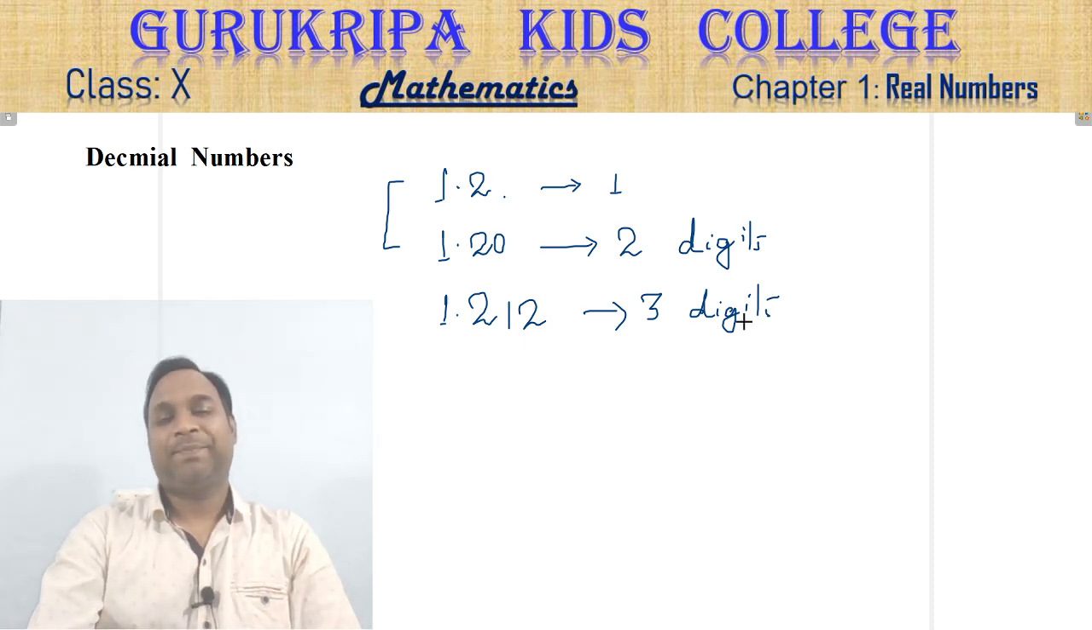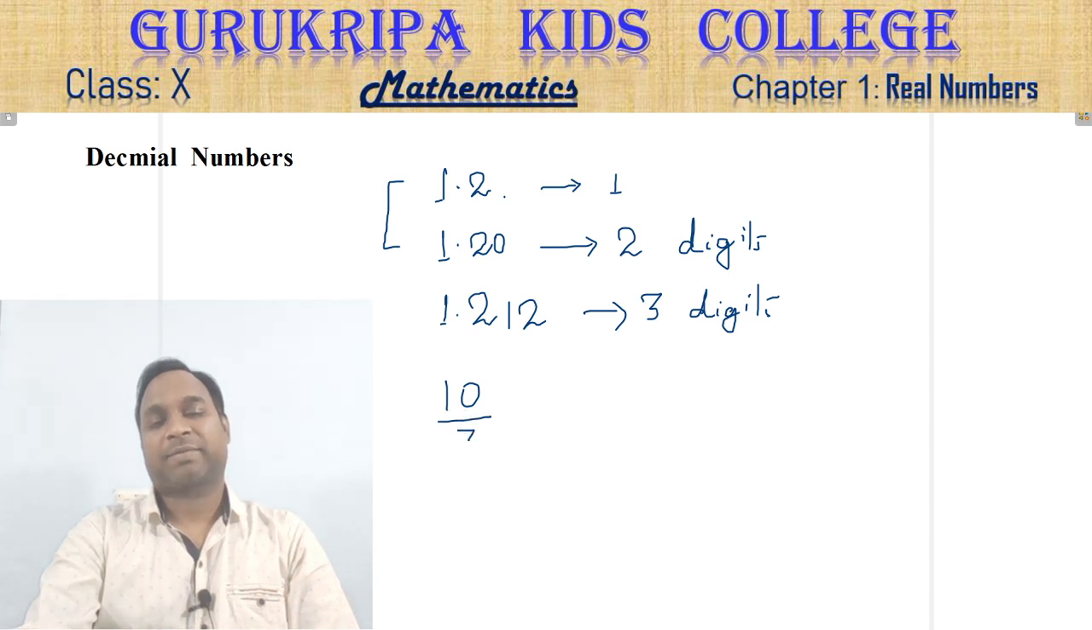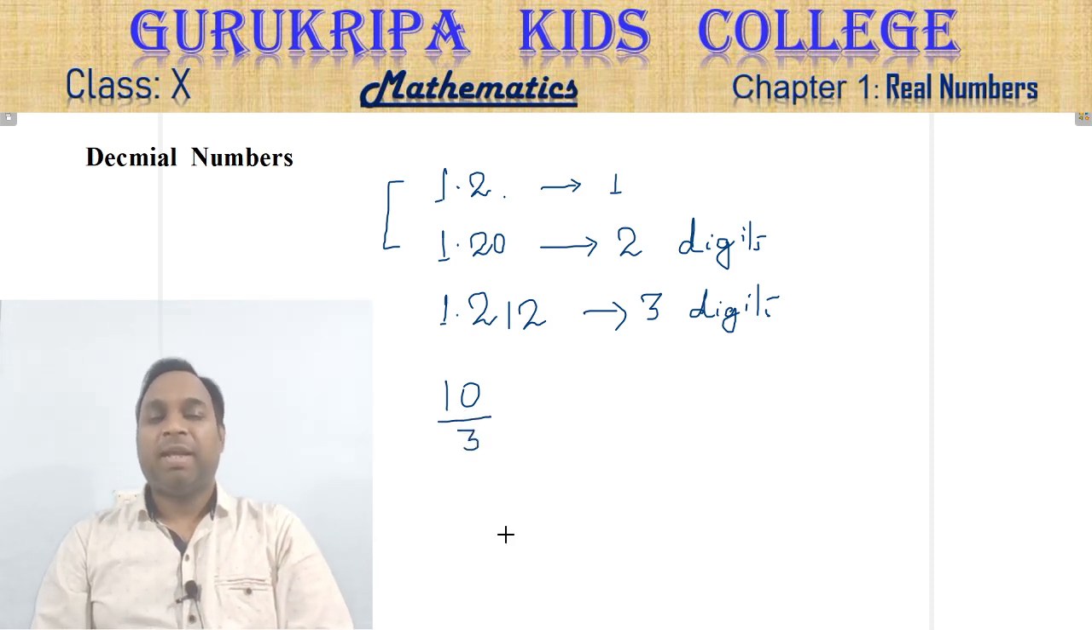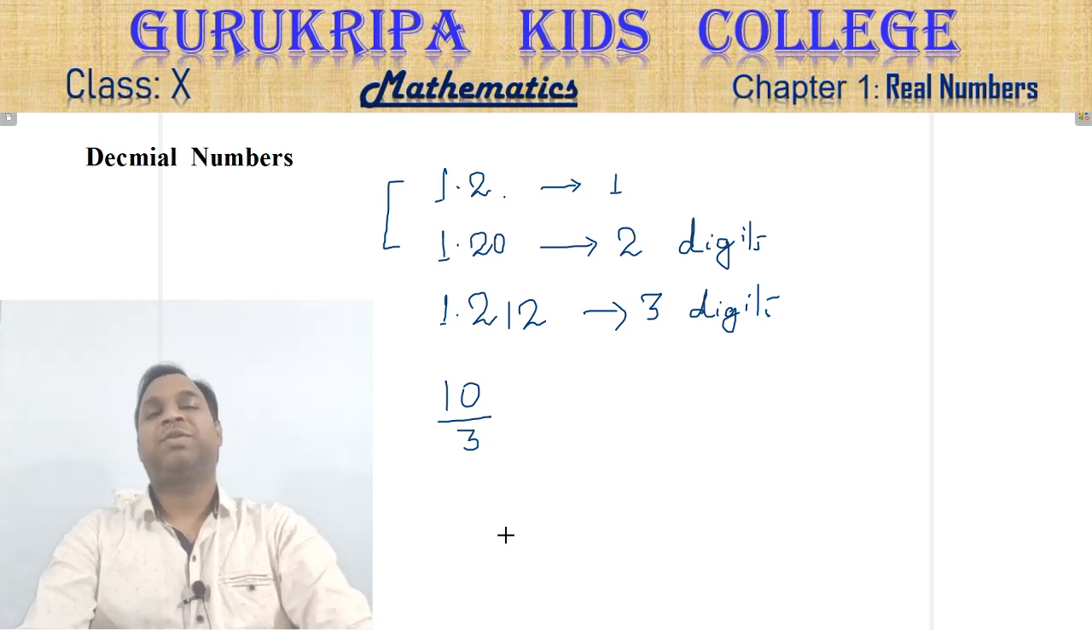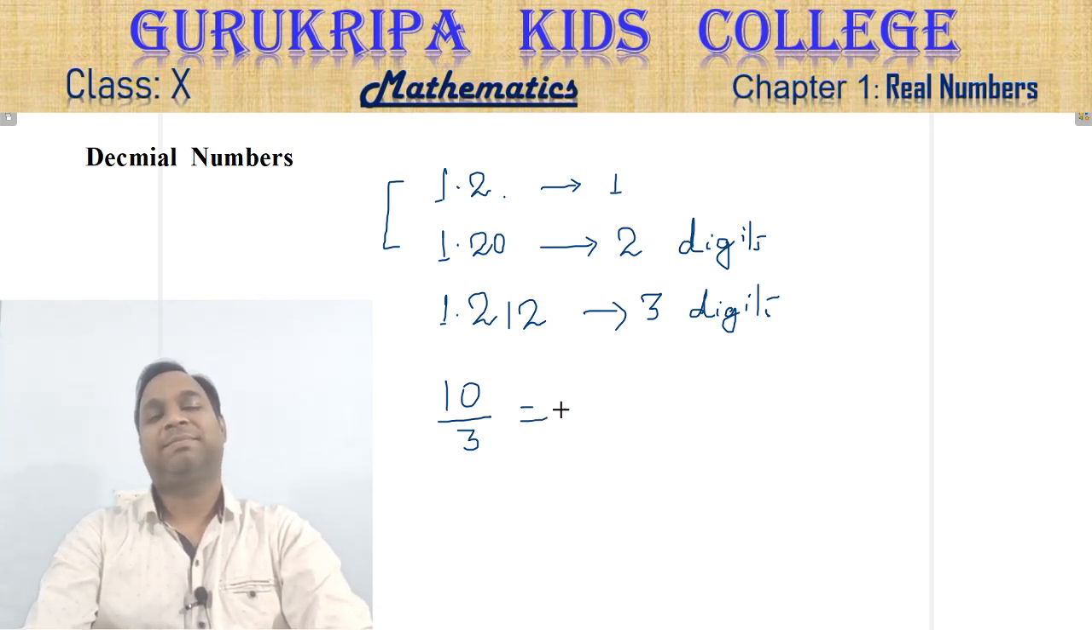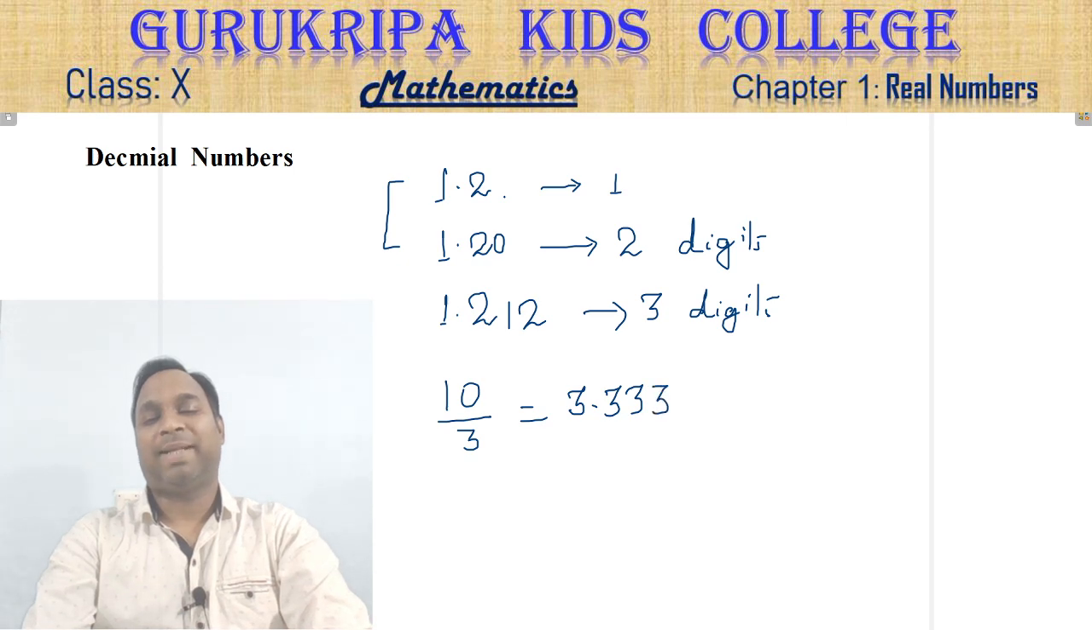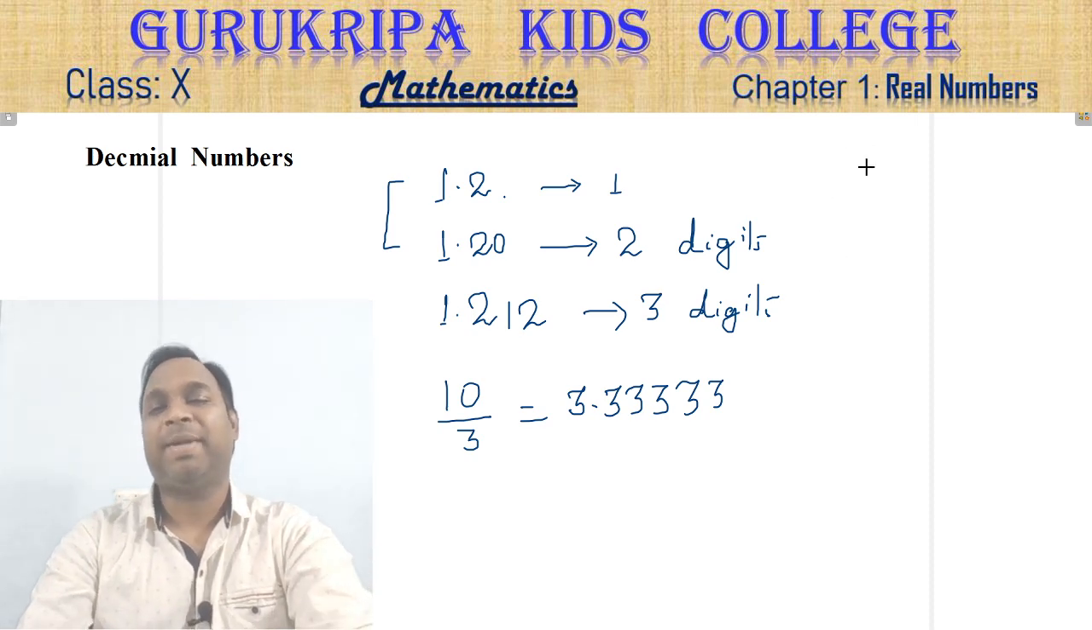Okay, let's say we have a number 10 divided by 3. If you convert this number into decimal form, how many digits will be there after the decimal place? This will be equal to 3.33, or one more 3 will be there. One more 3. How many 3's will come after the decimal place? Actually, these 3's will keep on coming. Have you checked this after division? How does it happen?